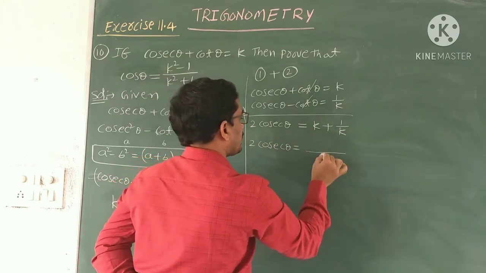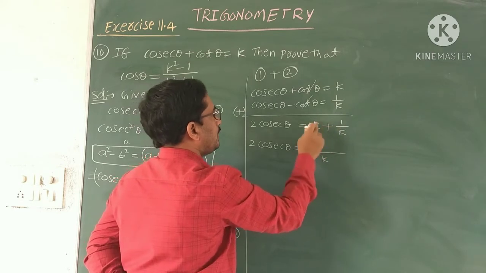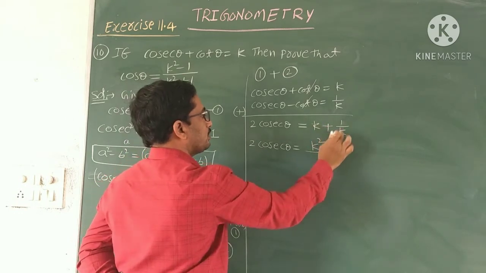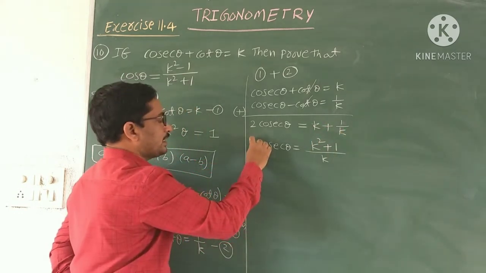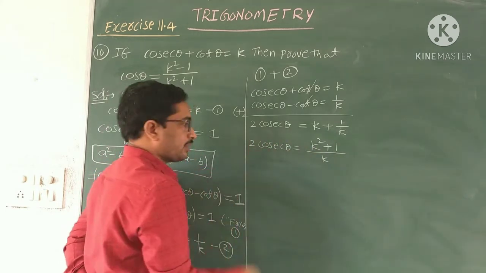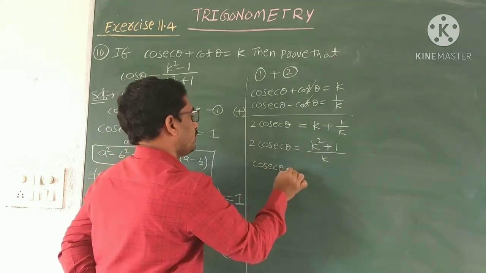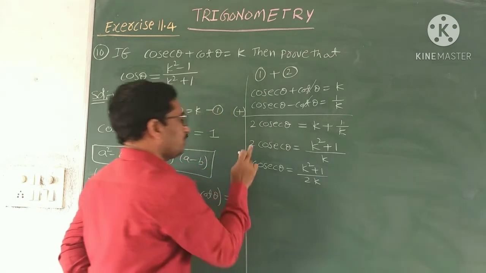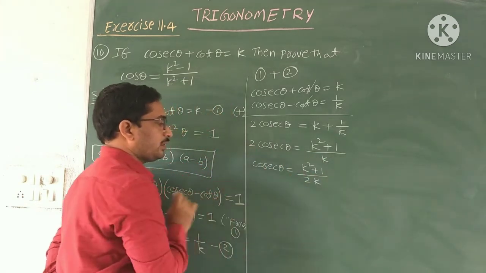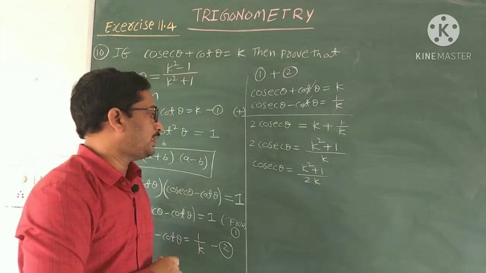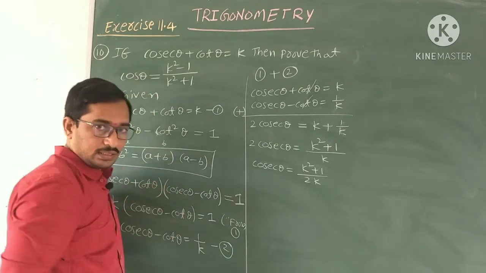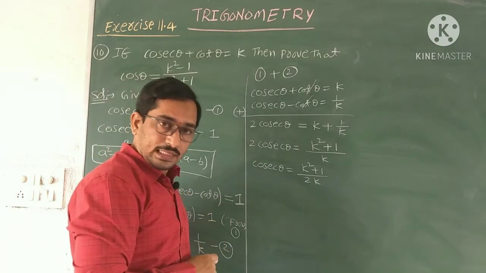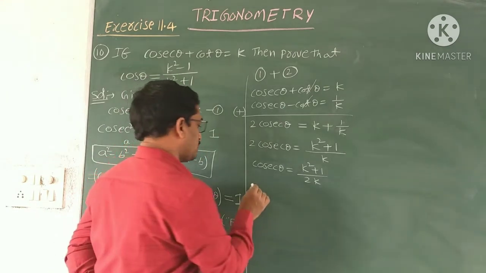Now on the right side the LCM is k. Multiply k into k, k square plus 1; LCM is the same, k. Transpose to the right side: it is in the numerator, so on the right side it goes to the denominator. So cosec theta equals k square plus 1 by 2 into k. This is the cosec theta value, k square plus 1 by 2k. But our answer is in terms of cos theta. So for this, express cosec theta in terms of sin theta. Take the reciprocals on both sides.